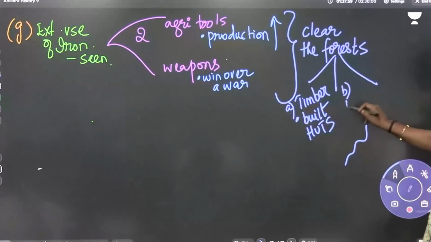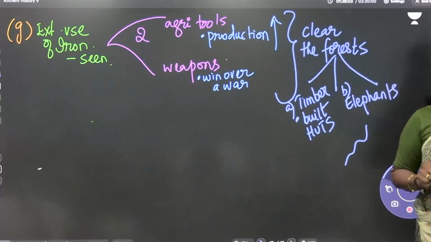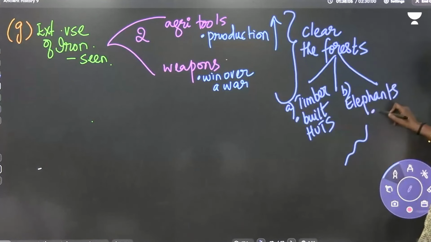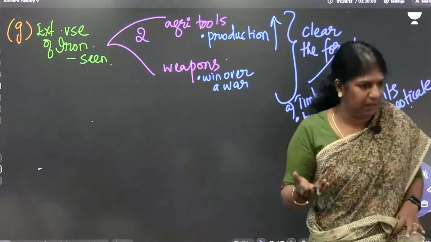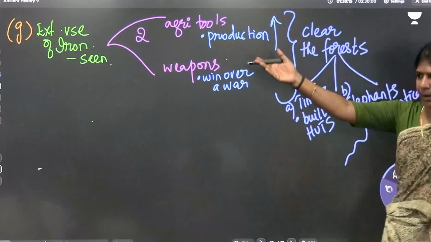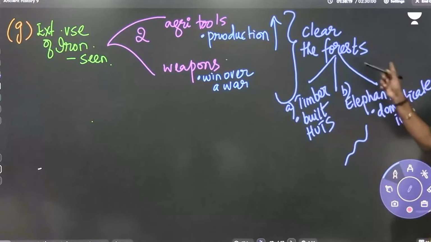The second thing, when you clear forest, they got elephants. The moment they got elephants, what did they do with elephants? They began to domesticate them. So later Vedic Aryans were the first to domesticate elephants, and they took ivory. So ivory, they started trading it. Remember items of trade? So when you cut a tree, you get timber, then you get elephants because of jungles.